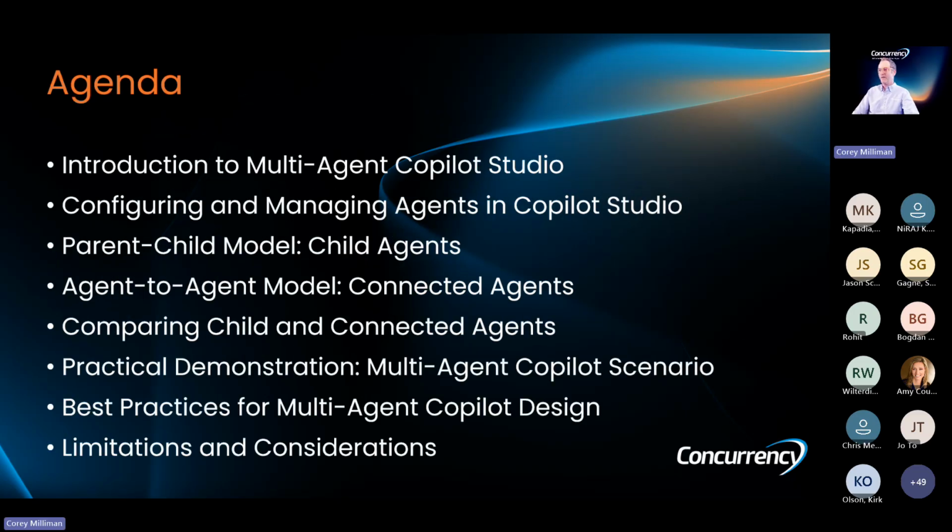So here's what we're going to cover today. We're going to start with an intro to multi-agent Copilot Studio. We will look at how to configure and manage these. We'll examine both the parent-child model and the agent-to-agent or peer agent model. I'll show you how they compare and where each makes sense. We'll walk through a live demo, creating these, and then we'll wrap up with some best practices, limitations, considerations, and any questions you might have today.